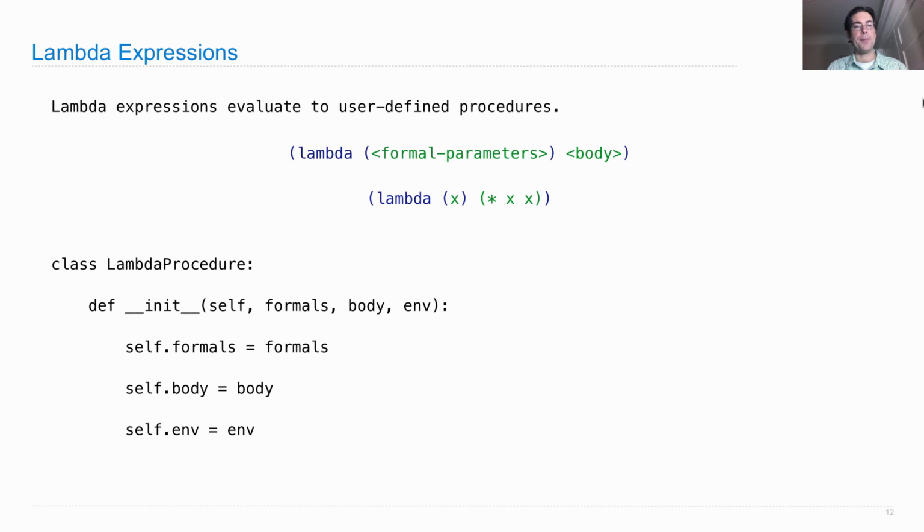Now, how do we encode this? Well, in Python, we're actually going to introduce a class called the lambda procedure class, which has a formal parameter list, a body, and an environment. So this is a Scheme list of symbols that tells us what are the names of the arguments that we pass in, a Scheme expression, which tells us what to evaluate when we call or apply this lambda procedure, and then a frame that tells us what's the first frame in the environment in which this lambda procedure was originally defined.